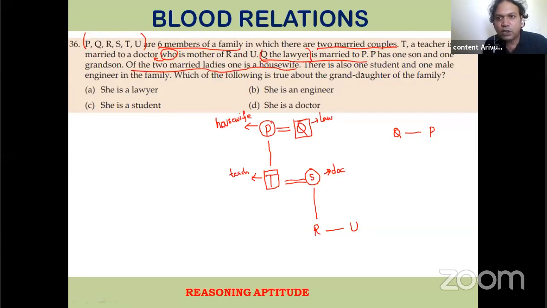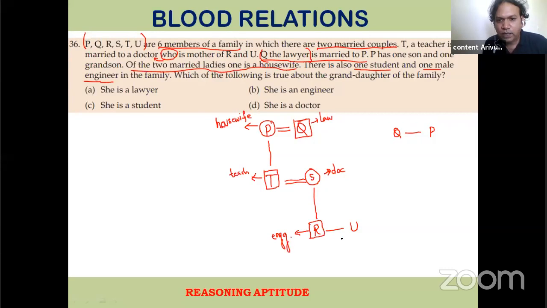There is also 1 student and 1 male engineer in the family. Now, out of R and U, who is the male, we don't know. But whoever is the male is the engineer, and whoever is the female is the student. Now, the question is asking which of the following is true about the granddaughter of the family. Just for the sake of solving the question, and it will not matter at all, let's say that R is the male. So R is the engineer.